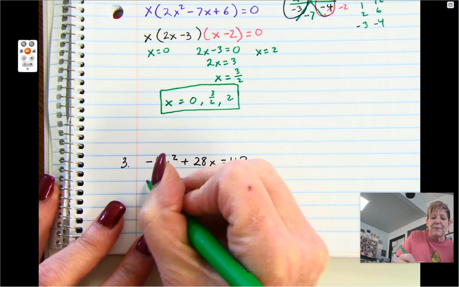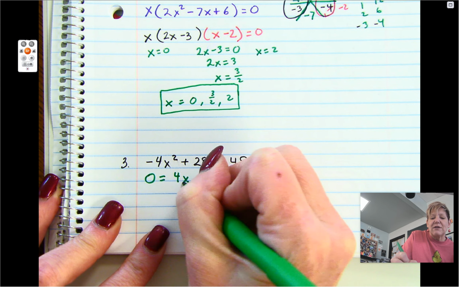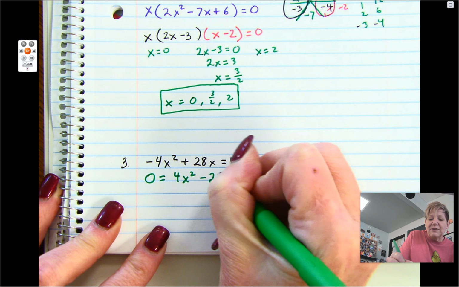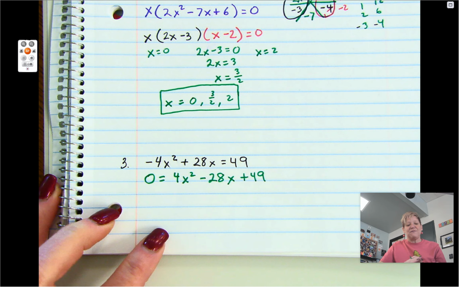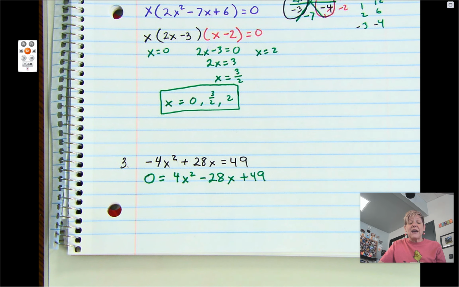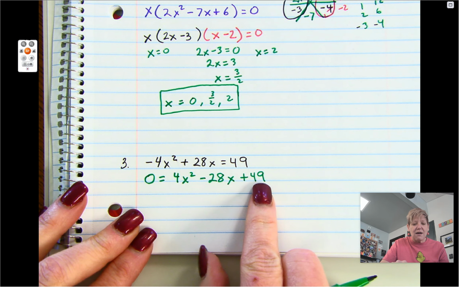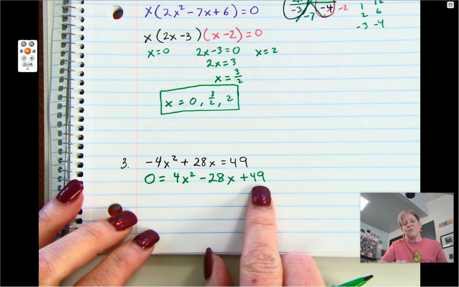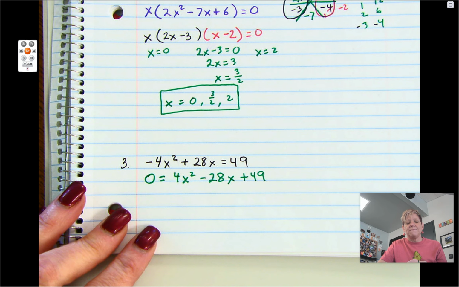And so this time I'm going to have 0 equals. When I move that 4x squared over, it's going to become a positive. When I move the 28x over, it's going to be a negative, and the 49 is on the right already, so it's going to stay 49. So now I'm going to look, do they have a GCF? Do they all have something in common? 4 goes into 4, 4 goes into 28, but it doesn't go into 49. 2 goes into 4 and 28, but not 49. So then I go on to special cases.